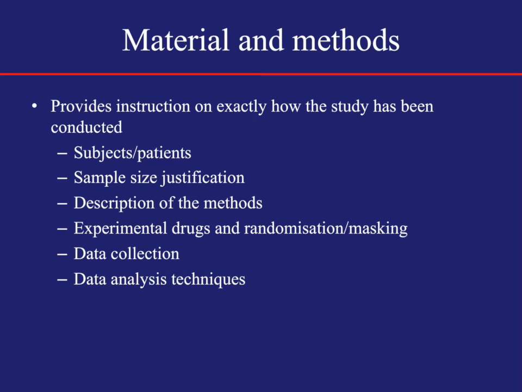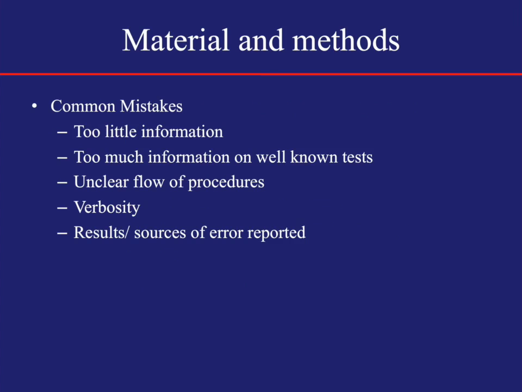Then, of course, you structure material and methods according to subject, sample size, description of methods, experimental design, randomization, data collection, and analysis. Usually, the problem when you write material and methods is that you put either too little information or too much information for well-known tests. So if you're writing a study on exercise testing, it will be more important to give details on the intervention that you've done rather than write a long paragraph on how the exercise test was performed.